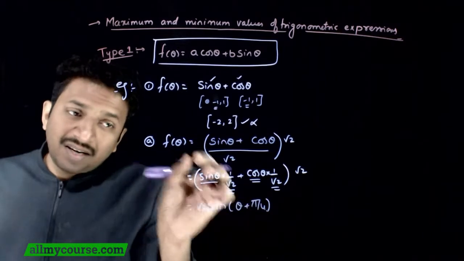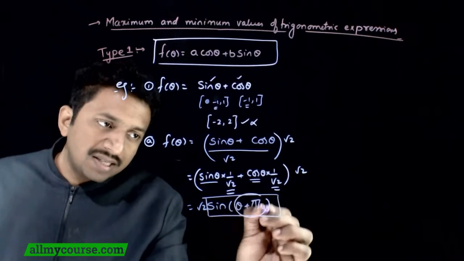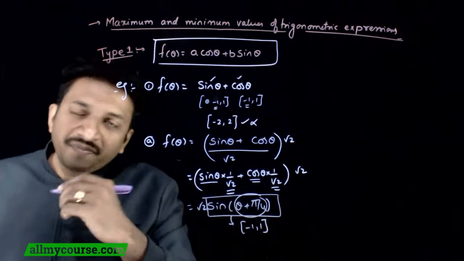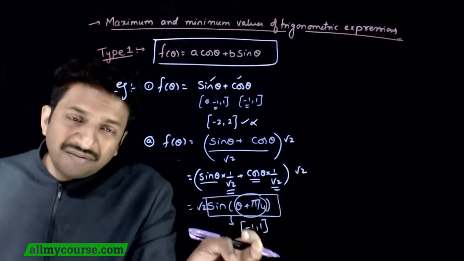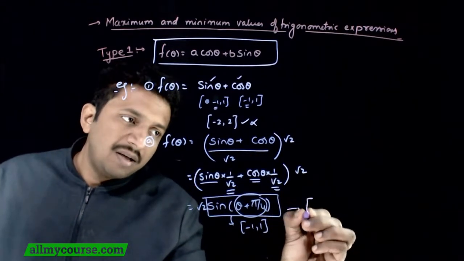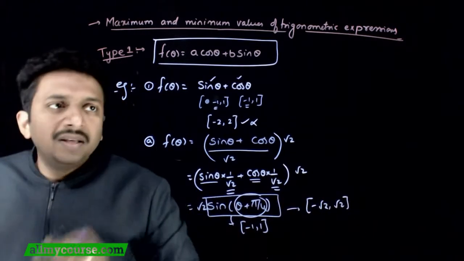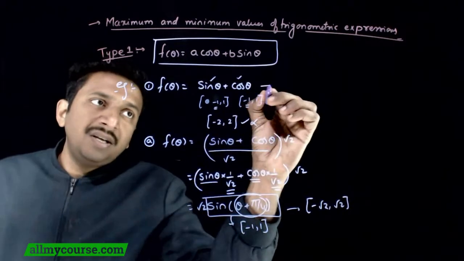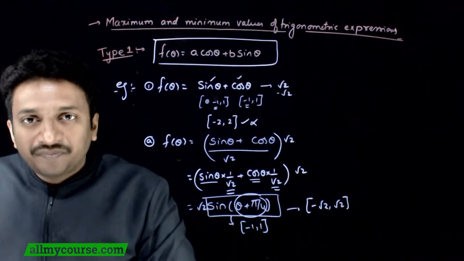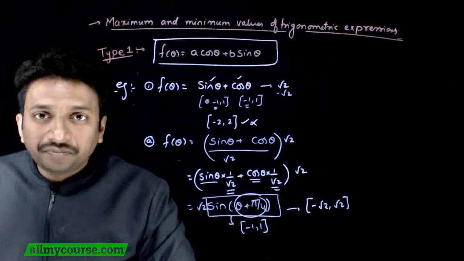Now I can analyze the range of f of theta. Whatever goes inside sin of theta plus pi by 4 always lies between -1 and +1, and you are uniformly multiplying each and every value by √2. So the range of sin theta plus cos theta is nothing but -√2 to √2, closed, which means both are included. That means the maximum value of sin theta plus cos theta is √2, and the minimum value is -√2. That's the answer to this question. It is quite counterintuitive if you think in terms of -2 to +2.